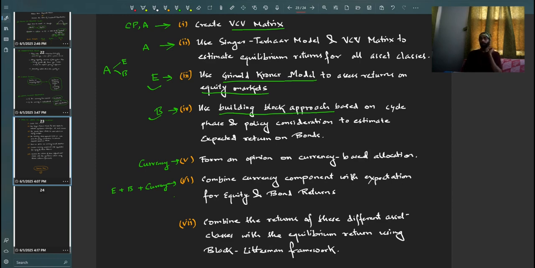So the asset class combined with the currency opinion takes us to the next step. In the next step, what we do? We combine this equity plus bond plus currency opinion. We combine all these things together with the equilibrium returns that we measured using the Singer-Terhaar model and the VCV matrix, right? We combine these two things to ultimately come up with our opinion or the expectation of the capital markets. And the framework for this is the Black-Litterman model. Right? This is the framework.